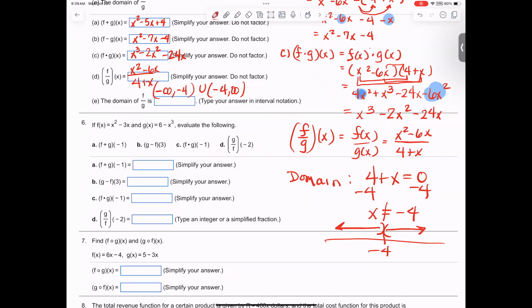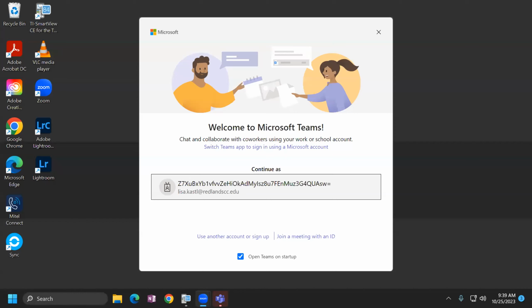Okay, so let me open the calculator up. I need to share the screen here. How many calculators do I have open? I can't do this. I honestly can't. All right.